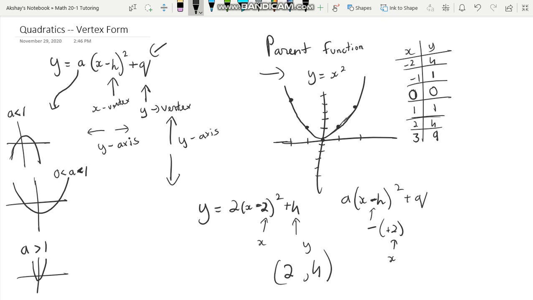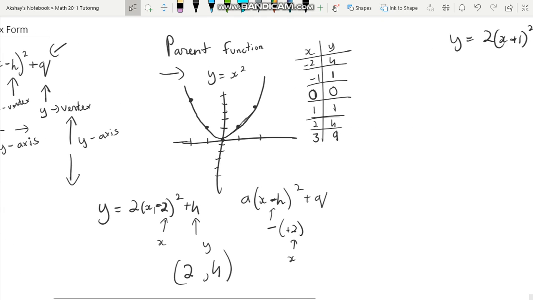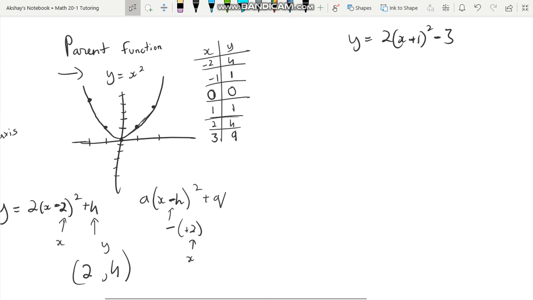Now that we have our bases covered, let's look at an example. My example is y is equal to 2(x plus 1) squared minus 3. Pause the video and you can try to find the vertex yourself. Okay, so for this function, our y coordinate would be negative 3, which does not change. And for our x coordinate, we flip the sign of our h, which gives us negative 1. So our vertex is (-1, -3). Let me just plot that point.